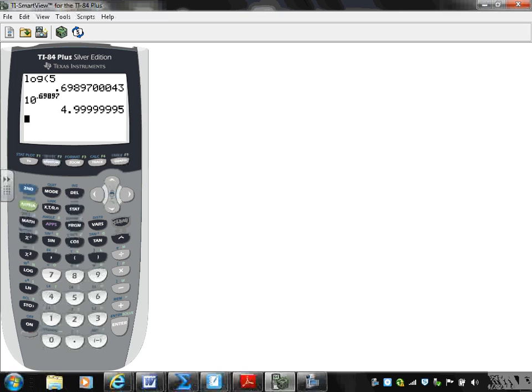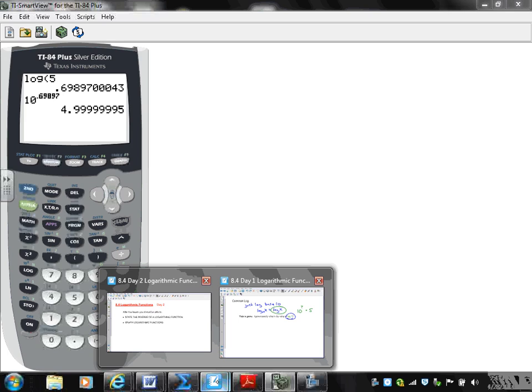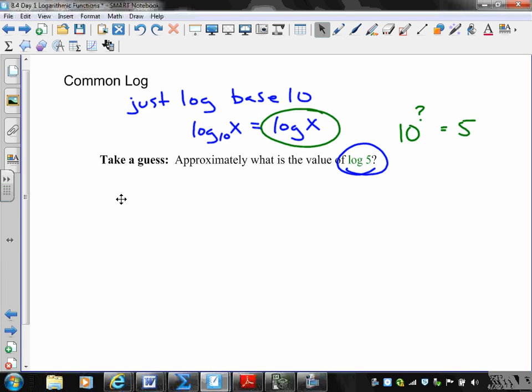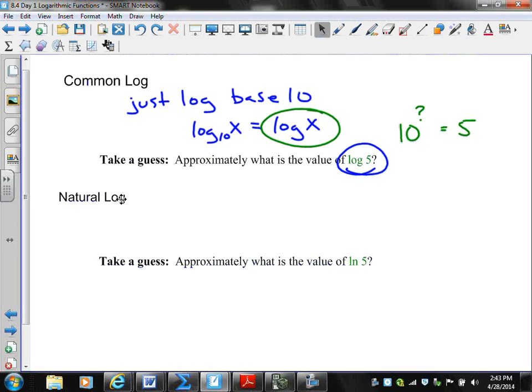Now, there's another type of logarithm that's really important. There's the natural log. So we've been talking recently about the number e. Well, the number e, as we saw, comes up in natural circumstances and really is very important to us. So the natural log, this is just base e. So I can say log base e of x.